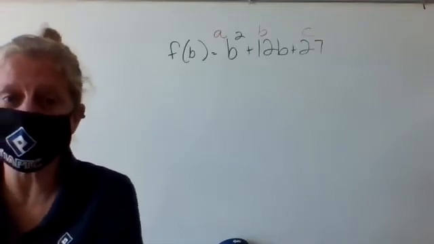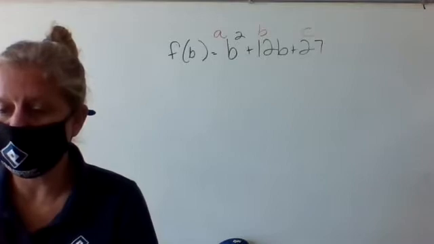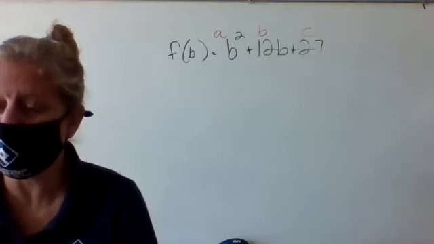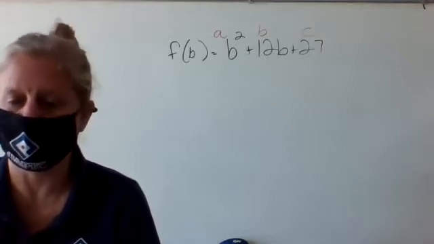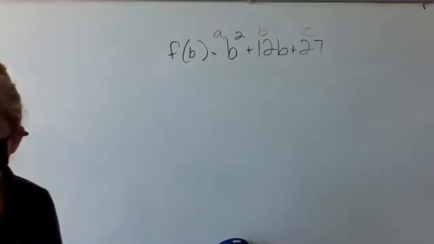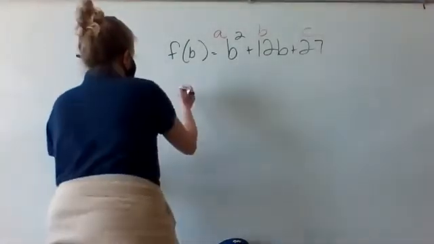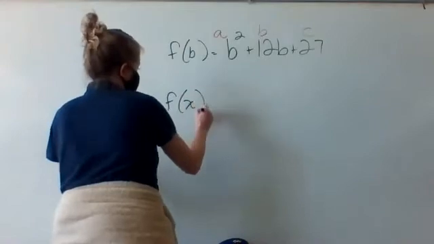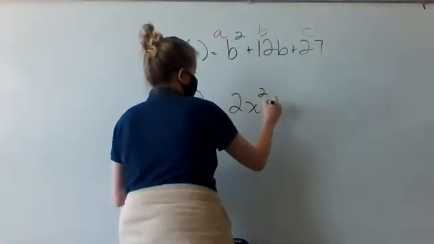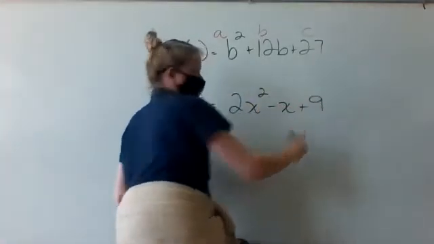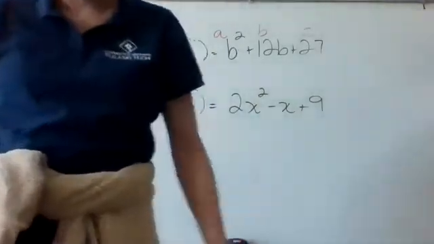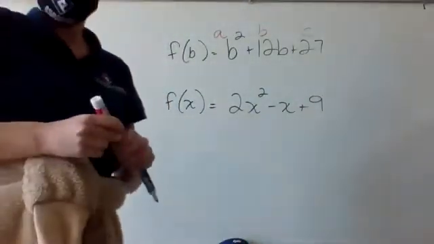All right, number 6 is the same kind of problem. It still says to find the zeros of the function, and it's a quad function. So I've got f of x equals 2x squared minus x plus 9. Is this number 6? Yeah.